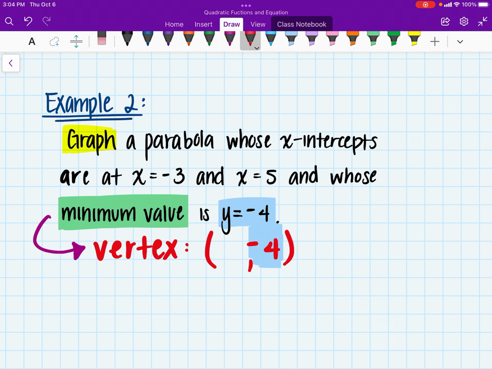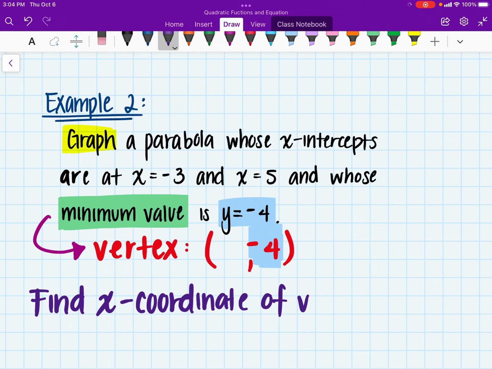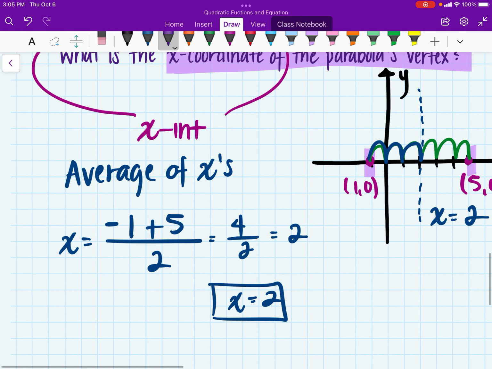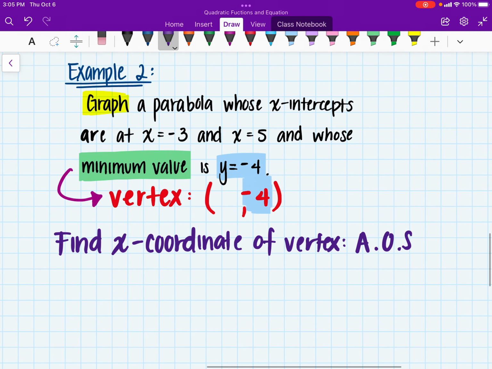So I need to focus on finding the x coordinate of the vertex. In other words, our axis of symmetry, and I'll just label that as AOS. I could do it 2 ways. I could do it like the previous example where I actually graphed it, or I could use the formula. So I'm actually going to show it algebraically, using the formula.